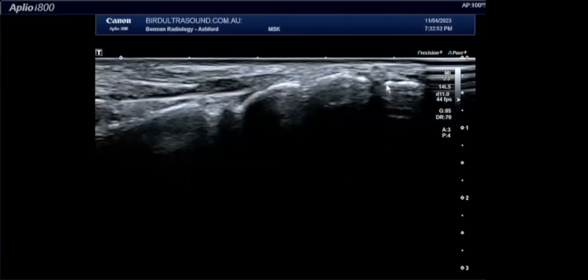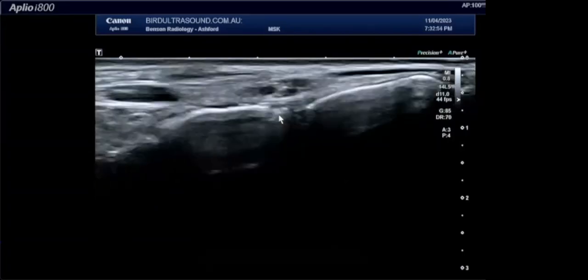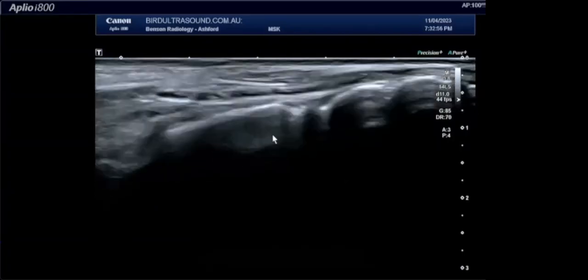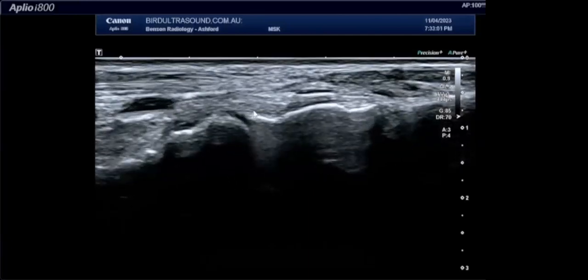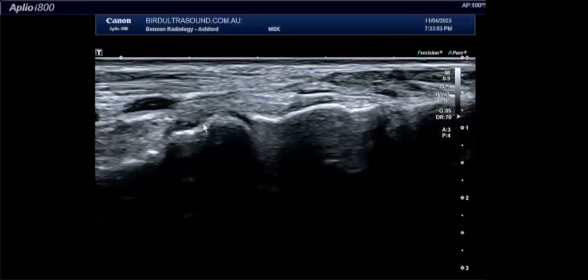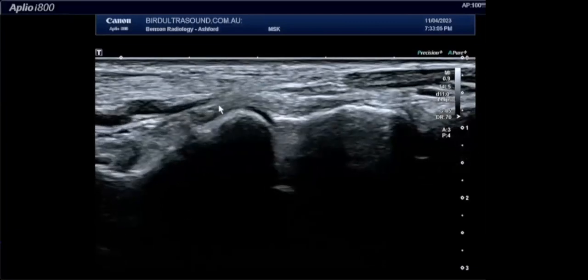Now you might think to yourself, why are these small articulations important? But with any type of ankle trauma, I think it's just worth having a look down through the midfoot to see if we can see any damage to any of these other smaller minor articulations, particularly if the patient has any point tenderness there.